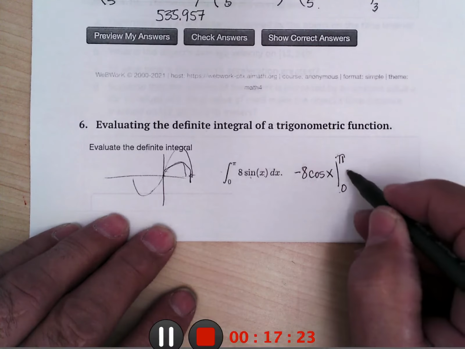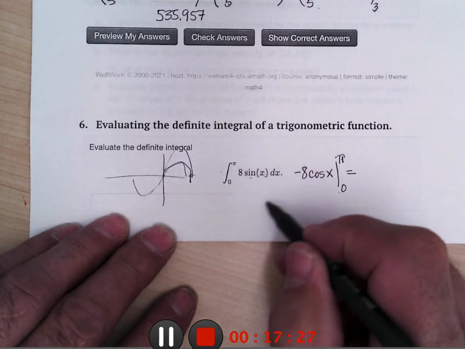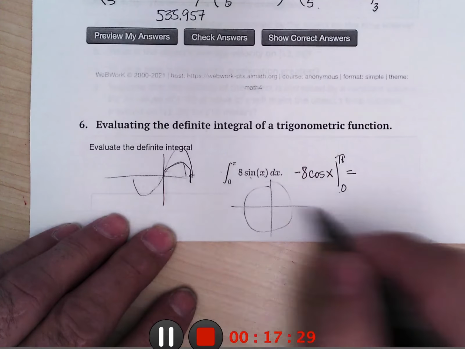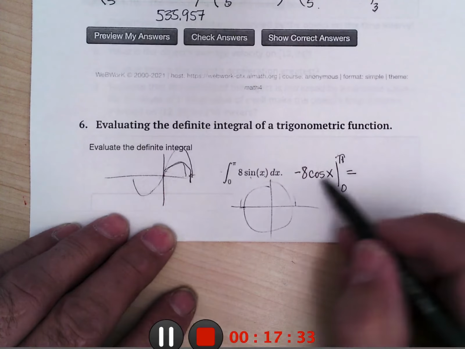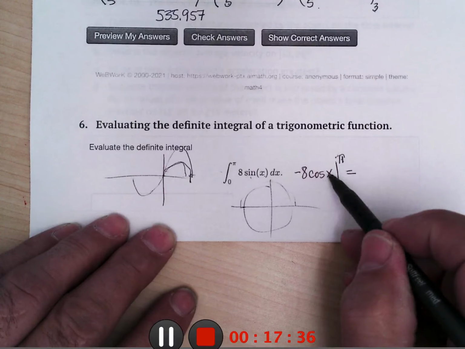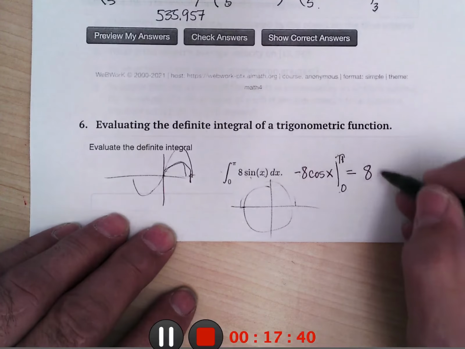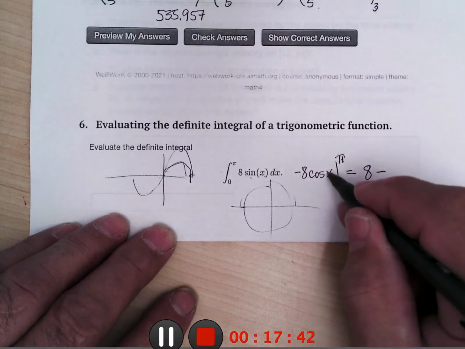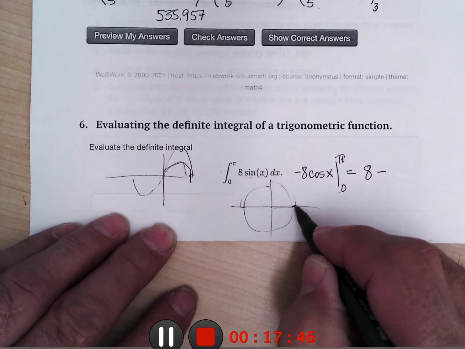So if we put pi in here, cosine of pi, if I go to the unit circle, pi is over here. The x-coordinate is -1, so cosine of pi is -1 times -8 is 8 minus, and if I put in 0, the cosine is, the x-coordinate is 1, 1 times -8 is -8.